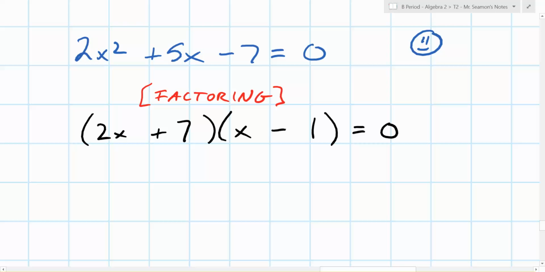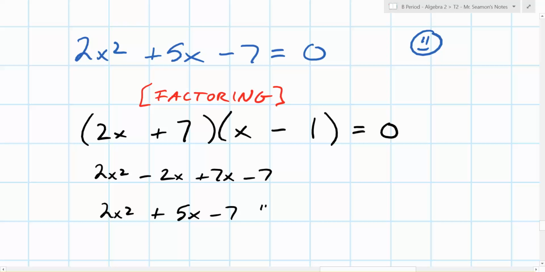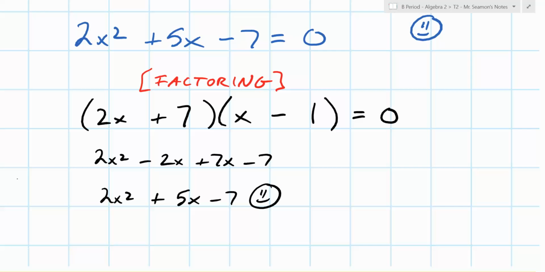There's only 2 answers. If we had flipped it, we still have to test. We still have to test this, right? Remember, is testing important? So if we test this, you end up with 2x squared minus 2x plus 7x minus 7. 2x squared plus what? Is that what we want? Yeah. That is what we want. So that was our check right there.